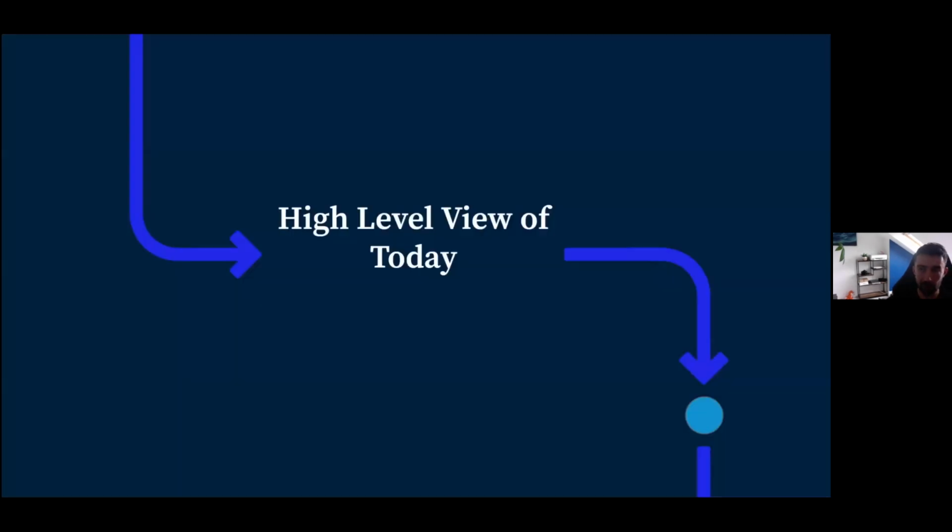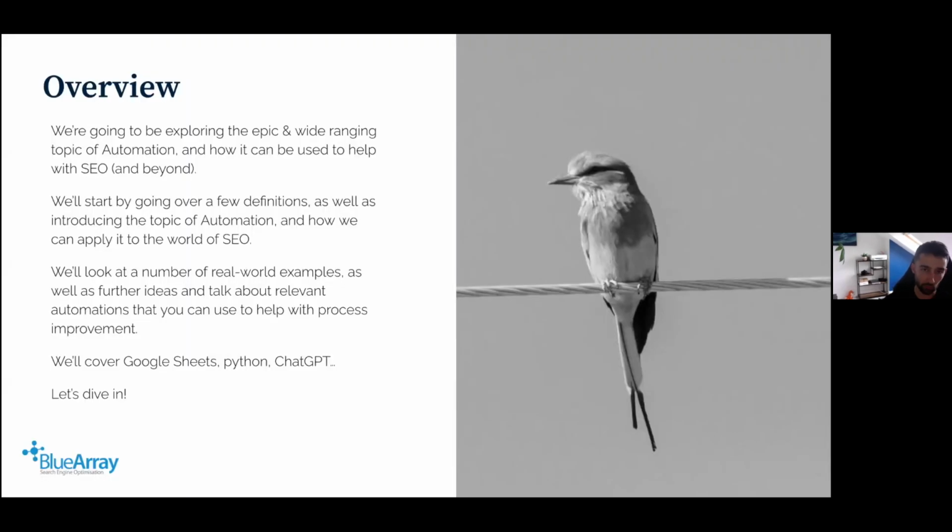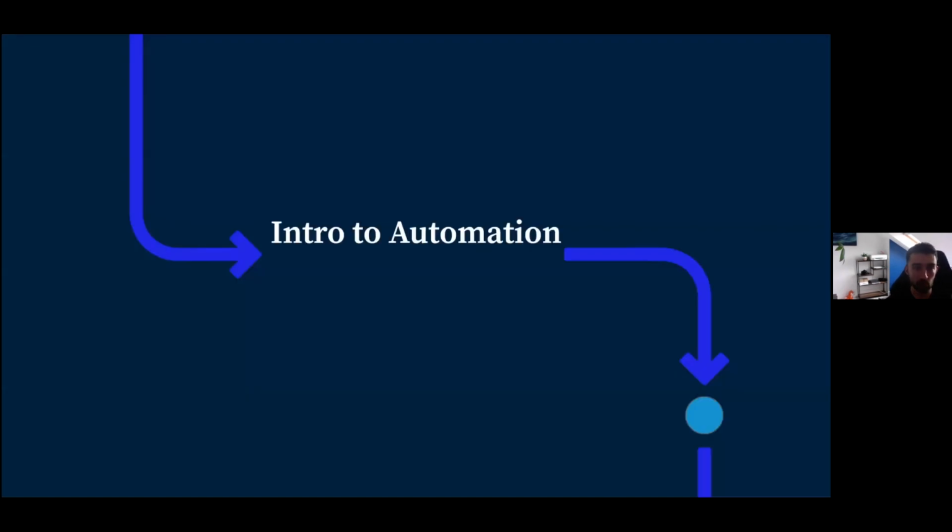That's enough about me. Let's get into the real reason why we're all here today. We're going to be exploring a pretty epic and wide-ranging topic of automation, and then also how we can use it to help with SEO and tasks beyond that. We're going to start by going over a few definitions, as well as introducing the topic of automation and how we can apply it to the world of SEO. We're going to look at a number of real-world examples, as well as a few further ideas, and then talk about relevant automations that can help with various process improvements. We're going to cover Google Sheets, Python, ChatGPT, amongst a bunch of other stuff. So let's just dive right in.